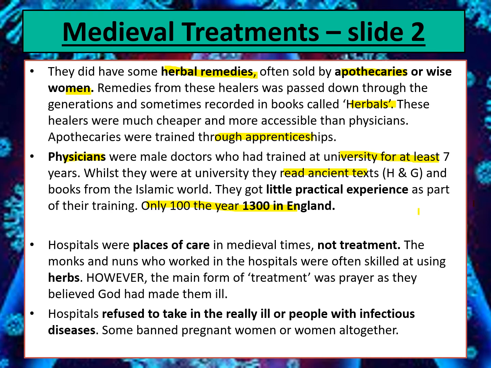Generally, hospitals were around, and there were about 160 in the medieval period, but these were generally places of care where you would get a bed and food, and they were not really places of treatment, and that's because a lot of the time they believed that God had made them ill, so they didn't think it was right to try and treat people when you were in hospitals, and these hospitals were often run by the church. So pause the video here if you wanted to make any notes about medieval treatments.